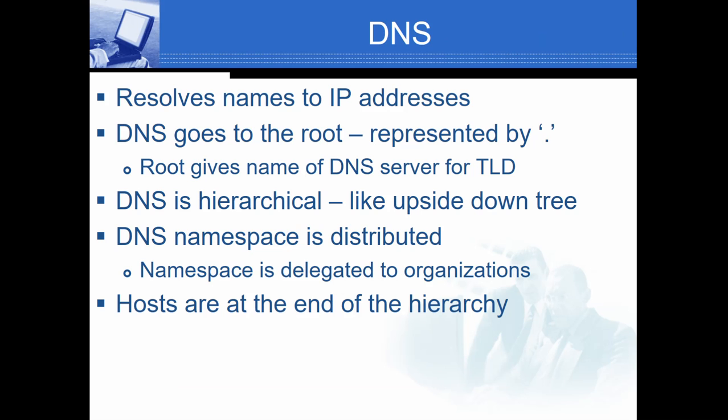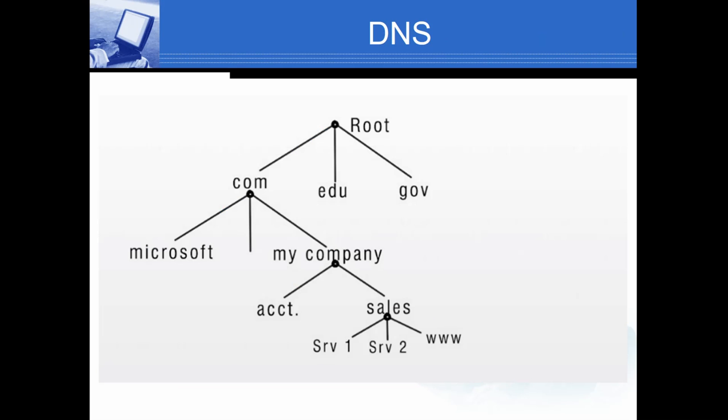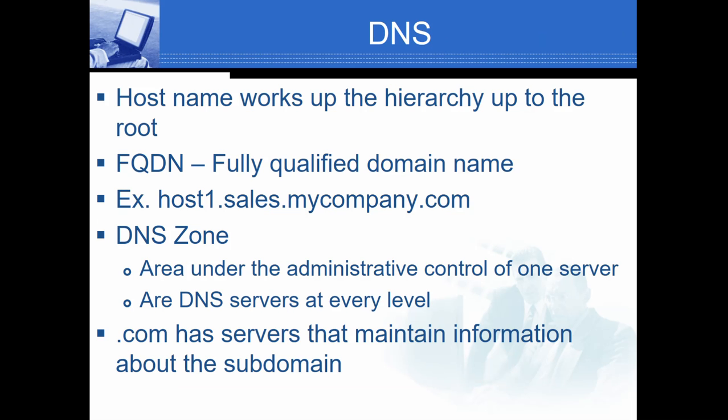So what we want to do here is take a look at how everything is set up. The top is a root, underneath it is .com, .edu, .gov, and all of the other second layer domains, then Microsoft and my company. So you would have Microsoft.com, and at the end is a dot that signifies the root. Underneath that, you can have separate subdomains like accounting and sales, and underneath that, you can have more. Then the host itself is at the very beginning.